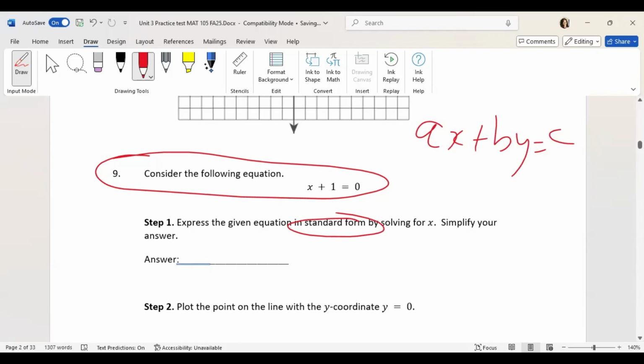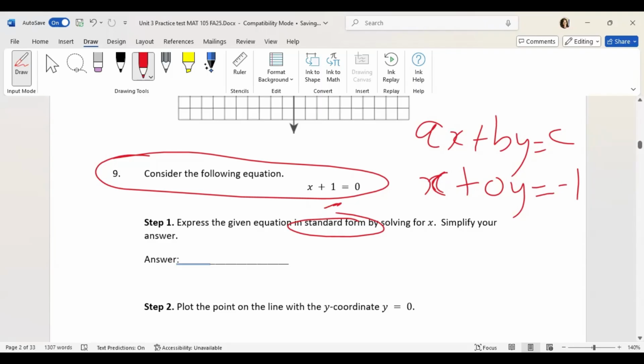For ax, this time I have 1x, so I'm just going to put x there. Then there is no y, so I'm just going to have 0y. And c is going to be -1. So I have written the equation in standard form. Make sure you know how to write the equation in standard form. It will help you observe a lot. So I have x plus 0y is equal to -1. I hope you know why it's -1. I move the constant to the right-hand side.